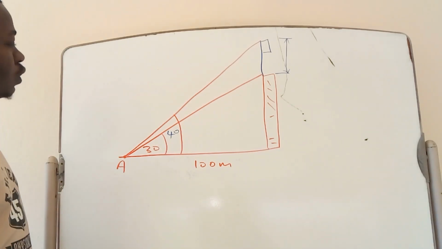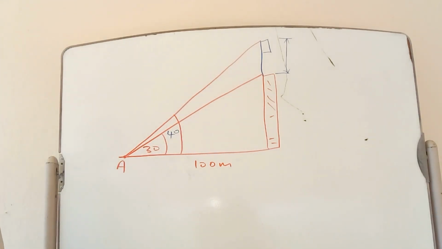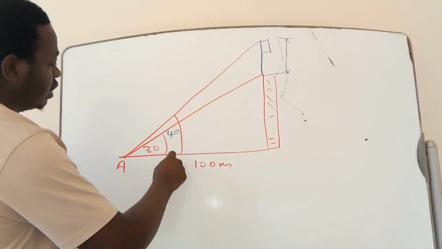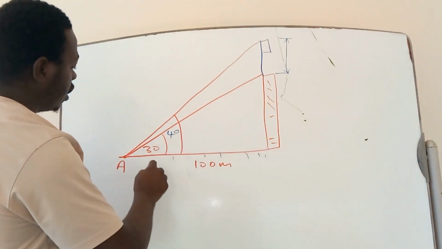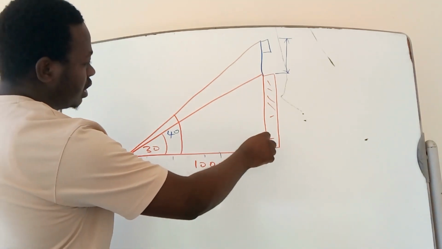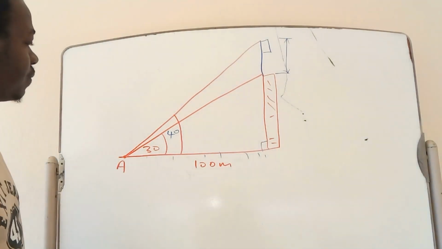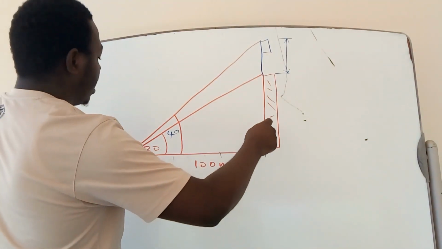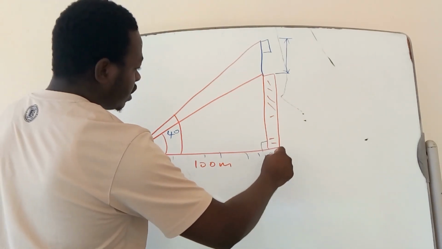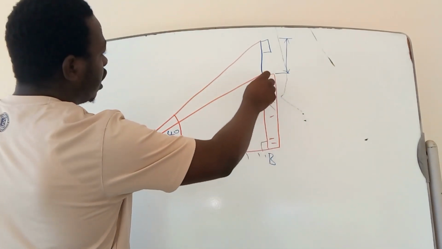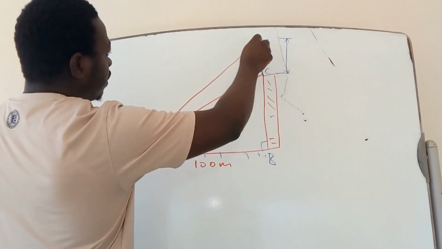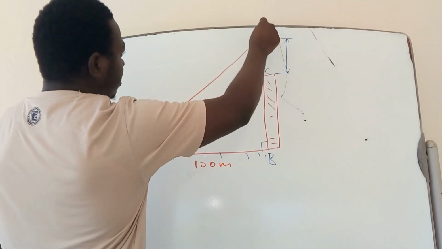Now, how would you go about determining the height of this flag? What you could do is to put some more letters on the diagram. You know that this would be a representation of the ground. And where the ground and the building meet, they create 90 degrees. We could say that at this point, this is B, where the foot of the flag is, that's point C, and where the top of the flag is, that's point D.